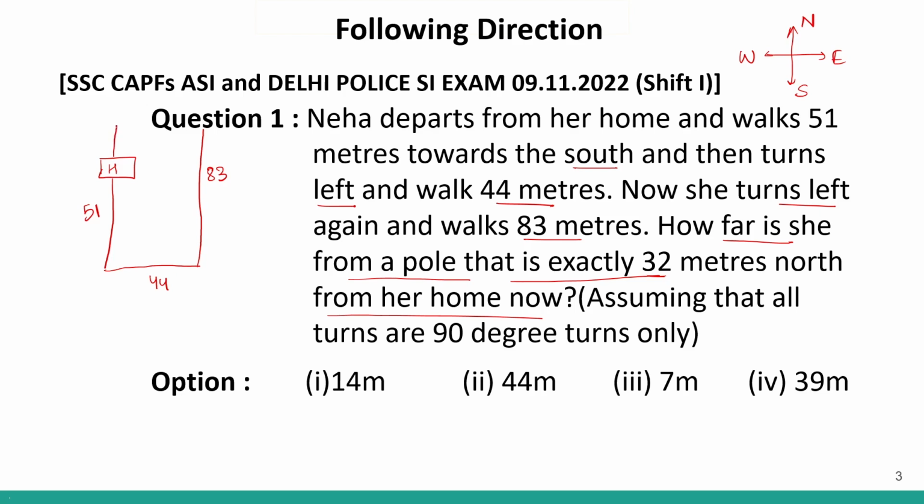So north from her home 32 meters there's a pole. And we have to find out, if this is the final position of Neha, how far is she and in which direction from the pole? Now, 32 plus 51 will give me 83 meters. So basically the pole and Neha's final position will be in the same line. So if it is in the same line, she will be 44 meters away from the pole. So our answer will be option number 2, 44.